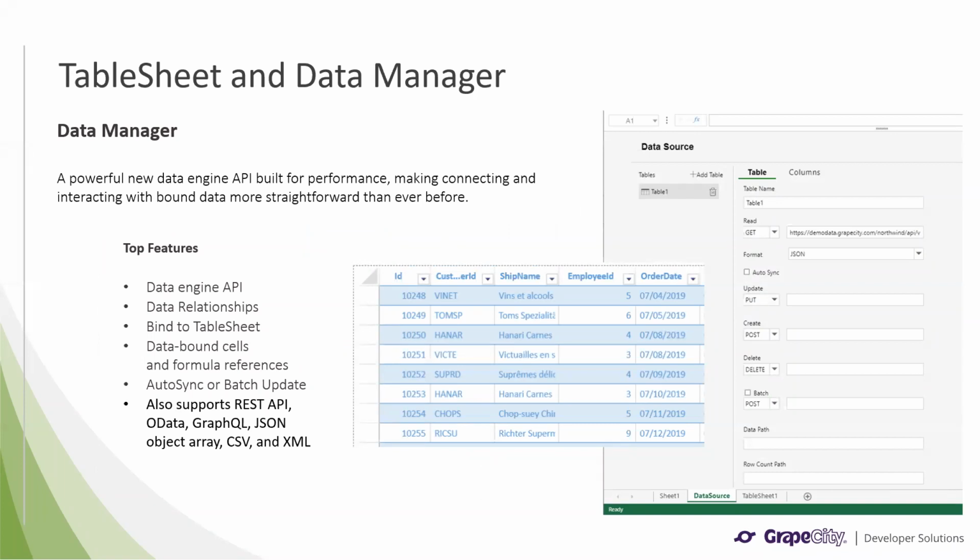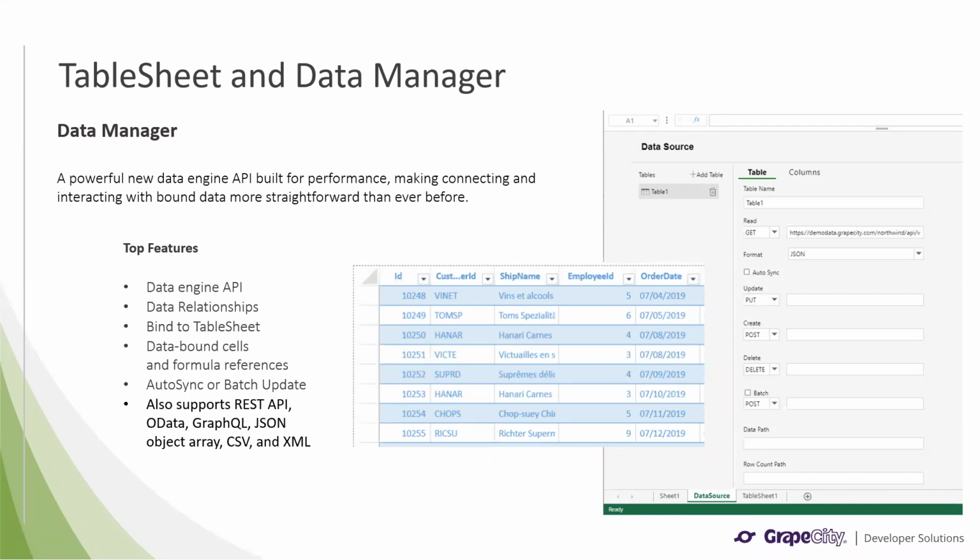The other addition with Tablesheet is the Data Manager, which is essentially a powerful new data engine API that makes connecting and interacting with bound data really easy. It supports data binding and data relationships, as well as interaction with the server-side part of applications by sending requests to fetch data. The biggest part of Data Manager is that it can be bound to a table sheet.